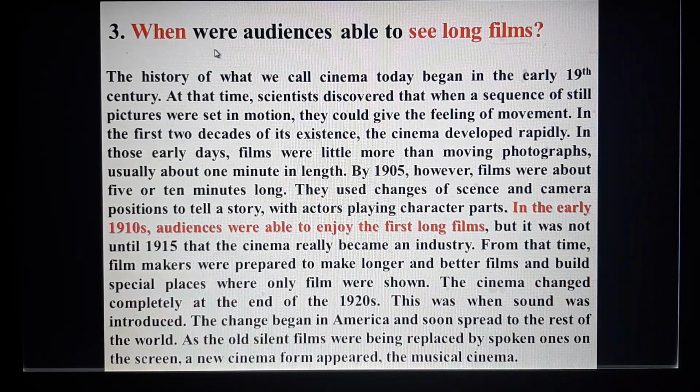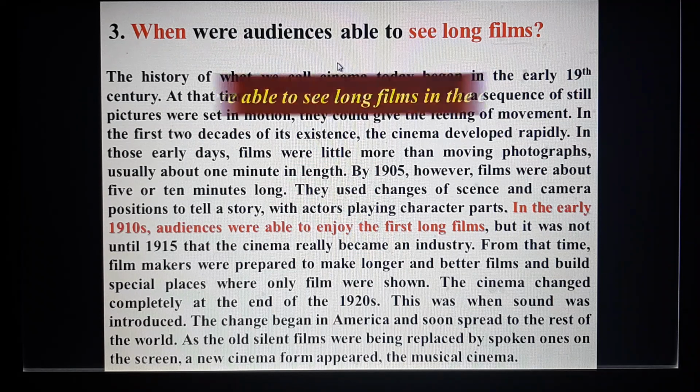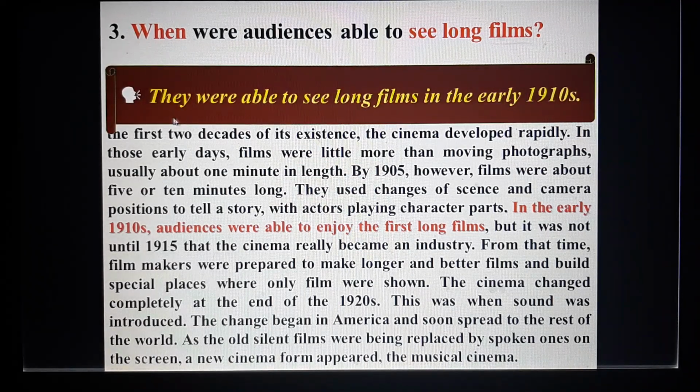Question 3. When were audiences able to see long films? Now look at the clue. In the early 1910s, audiences were able to enjoy the first long films. The answer is they were able to see long films in the early 1910s.